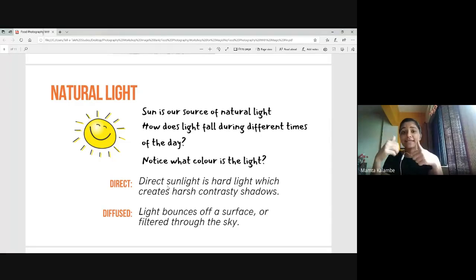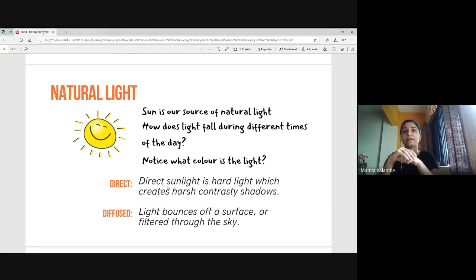One exercise that you can do is start observing how light falls during different times of the day. In the morning, the light falls differently. In the afternoon, the light is different. Evenings again, it changes. Now it is the rainy season, so at this time throughout the day we have just one type of lighting. So remember the first thing: direct light is when the sun is falling directly onto any object.